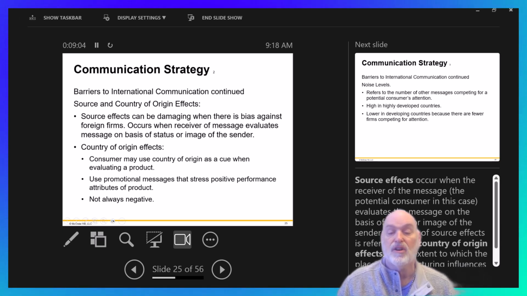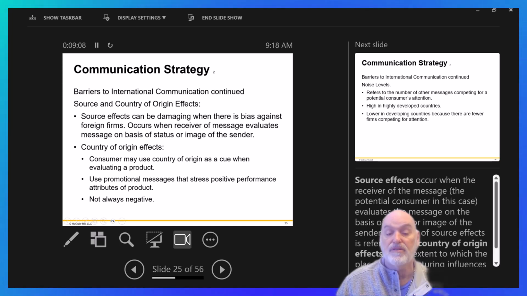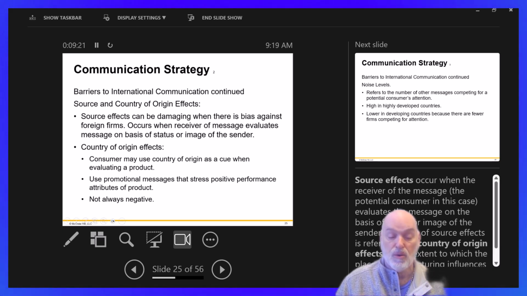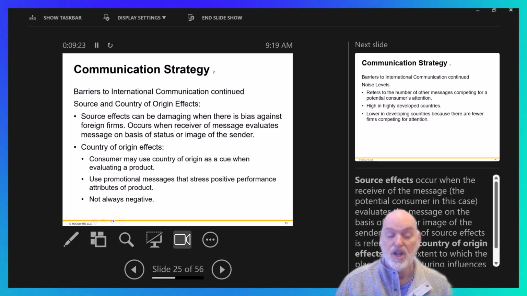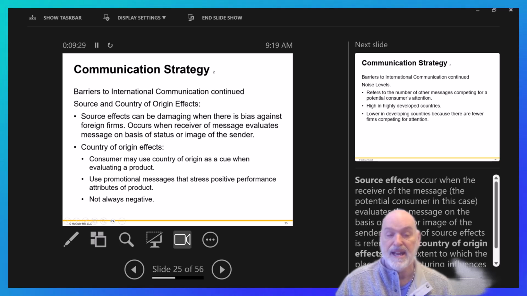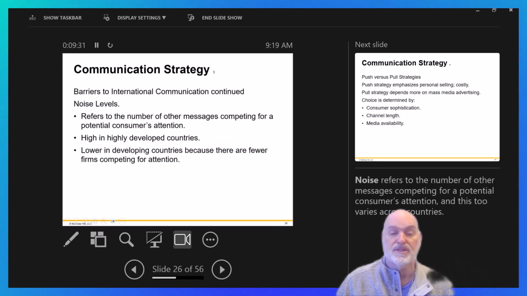Source and country of origin effects. Source effects can be damaging when there is bias against foreign firms. This occurs when the receiver of a message evaluates the message on the basis of the status or image of the sender. Country of origin effects. Consumers may use country of origin as a cue when evaluating a product. Use promotional messages that stress positive performance attributes of the product. It's not always negative.